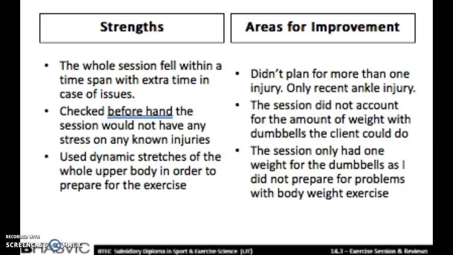Finally, I used dynamic stretches and targeting the whole upper body in order to prepare for the exercise, which I felt was useful during the session.